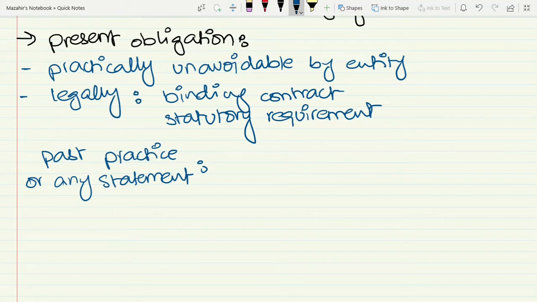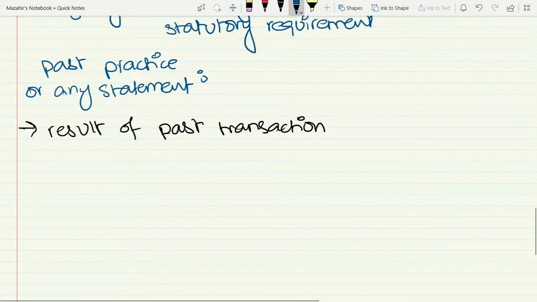Or if we give any statement officially and publicly that we will be compensating the customers, it also creates a hope for them, and it will be our present obligation. Now moving to the second part, that is result of past transaction. Just like the asset we discussed, it is the same for liability: anything for which we are liable will be a result of past transaction.